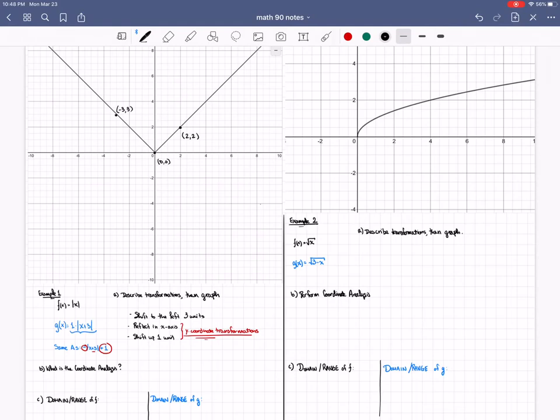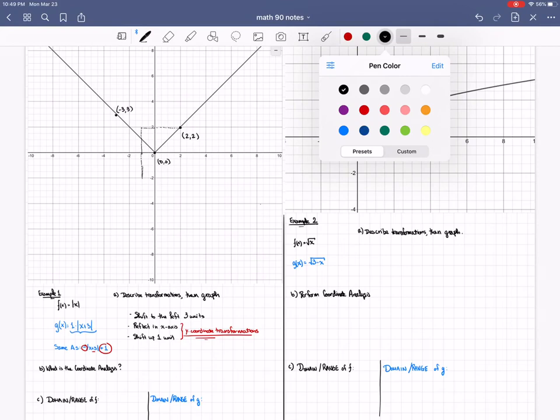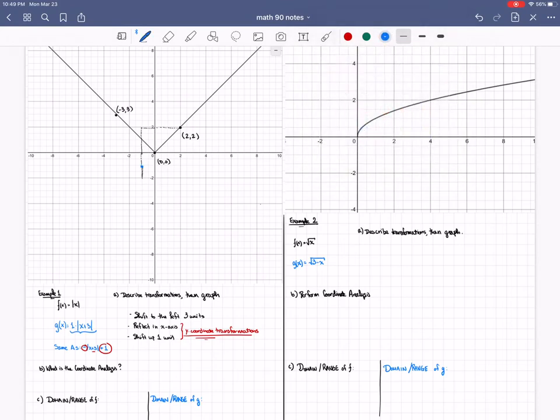So first, I shift left 3 units. So (2, 2) goes left. Notice that only impacts the x-coordinate. Then I reflect in the x-axis. So I go down to the x-axis and then as many units further. And then I shift up 1 unit. So that lands me there. I'm going to write that point in blue. So this black point (2, 2) ended up at the point (-1, -1). Okay, so that's where (2, 2) ended up.